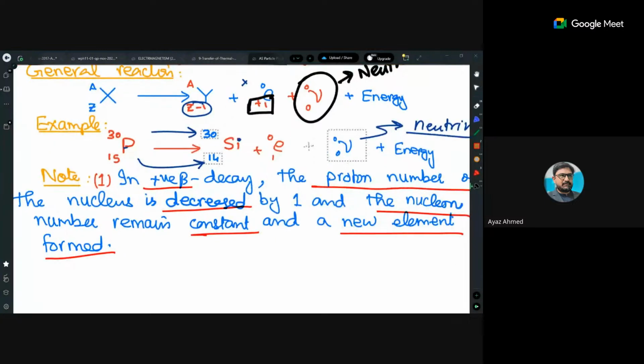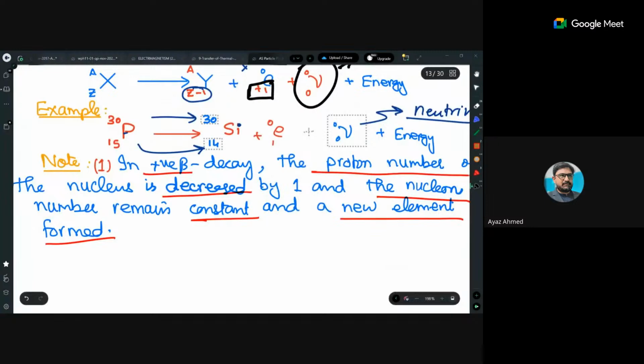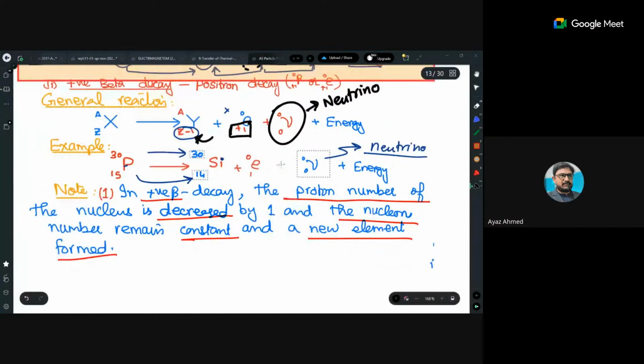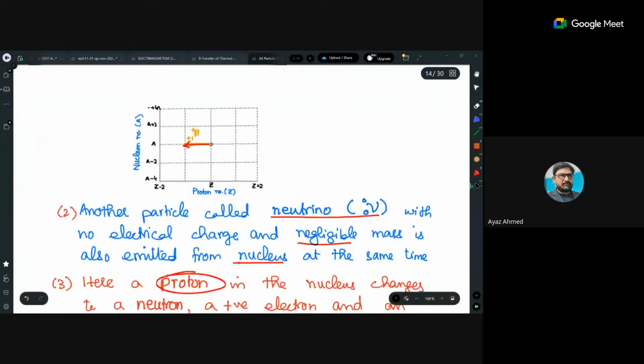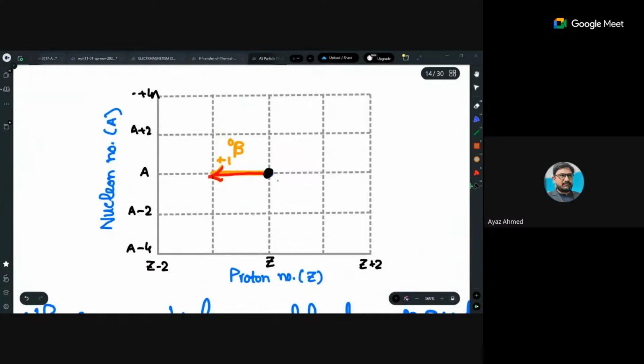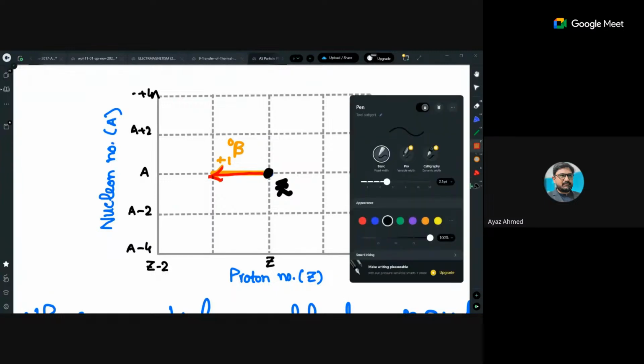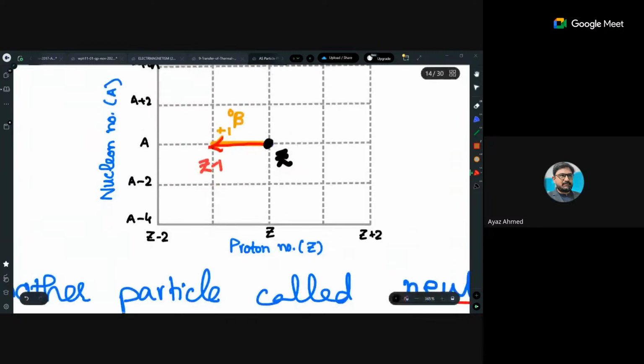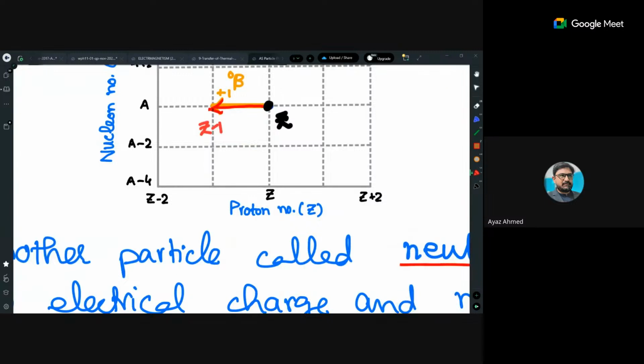During this, Z is decreased by 1. A remains unchanged. So when Z is decreased by 1, check this out: if your element was at Z, and then this new position is Z minus 1, isn't it? This new position is Z minus 1. So Z is decreased by 1, but A remained unchanged, so it moves horizontally towards the left.